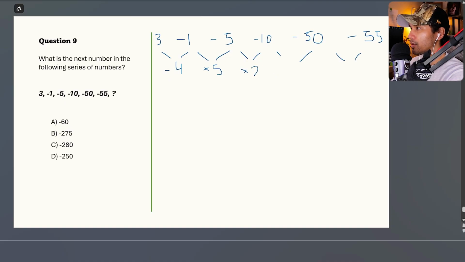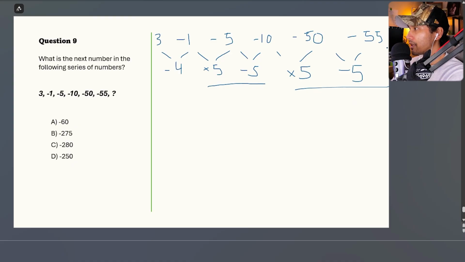maybe times 2, right? And then negative 10 to negative 50, that's times 5. But then times 2 doesn't work here, right? So then we erase that, and we're like, okay, maybe it's not times 2. And then we see here it's negative 5. And again here, negative 5 to negative 10, negative 5. And then we found the pattern.